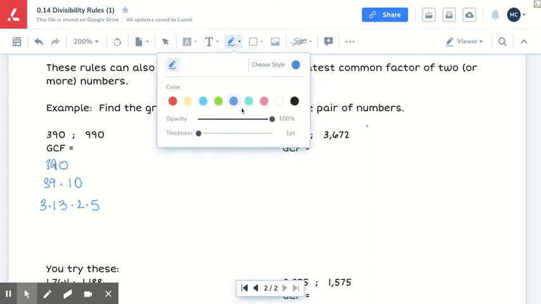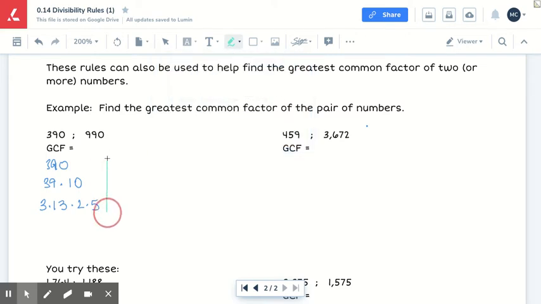Now I'm going to do a prime factorization for the other number. So looking at 990 now. Same process. I want to find the largest number possible first. So since it ends in a 0, I know it's divisible by 10. And that would give me just 99 times 10. Again, that's a pretty easy one, so I can just do it in my head.